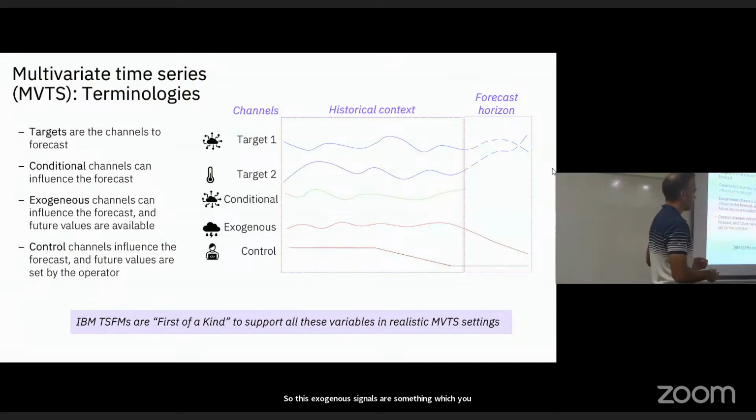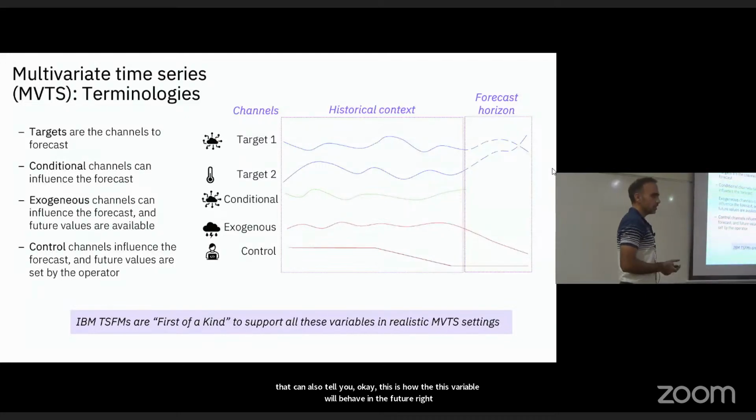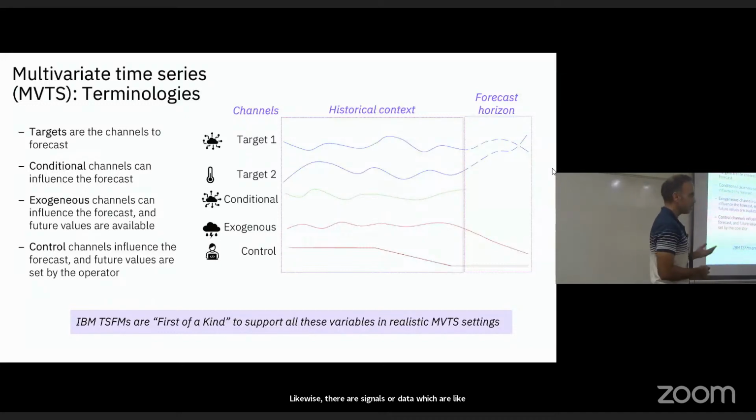So you know the values in the past, and you have some other model that can also tell you, okay, this is how this variable will behave in the future, right? Likewise, there are signals or data which are like control signals, where you again know what the control settings for the equipment were in the past. You have that data, and maybe in the future also, based on your control operation strategies, you know, okay, this is how I would like to control my equipment in the future. So some of these data may be available in the future horizon.